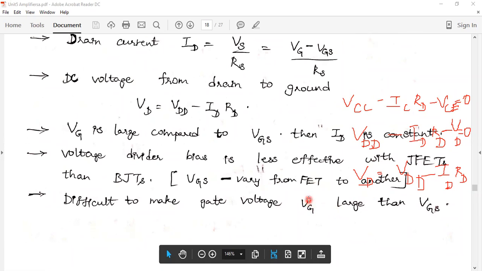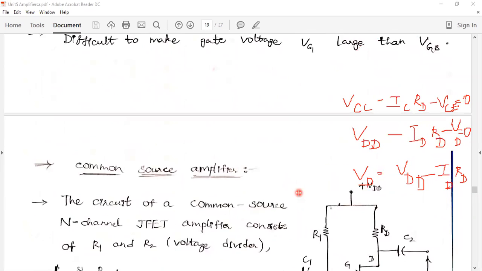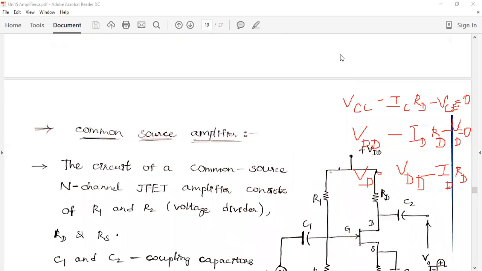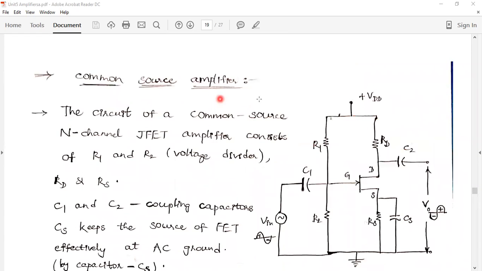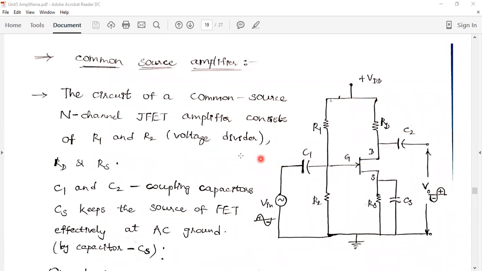We should take more measures in order to make that VG greater than VGS. And we will see the common source amplifier. I am telling only the common source amplifier with respect to FETs. Please go through this one. That's enough from your examination point of view.